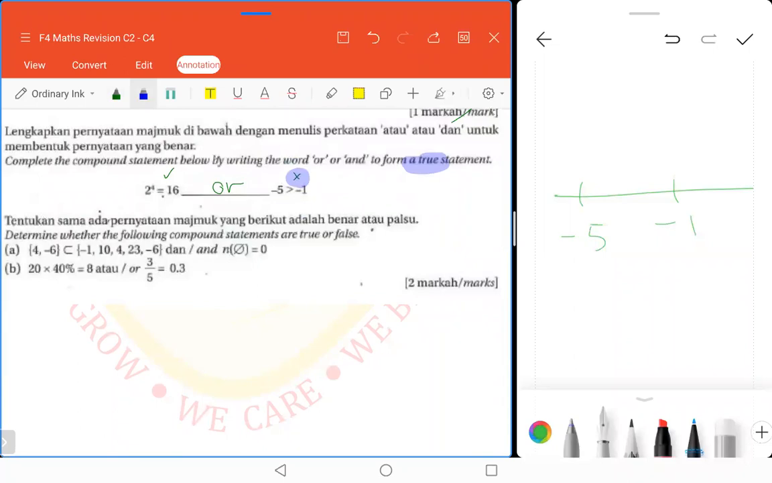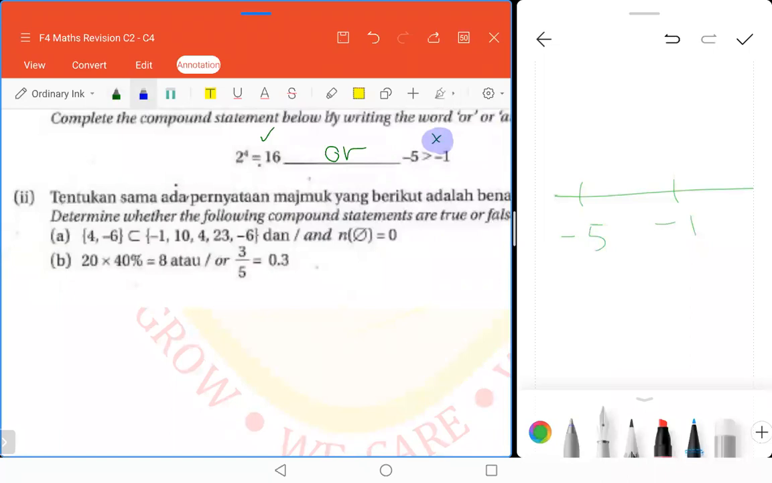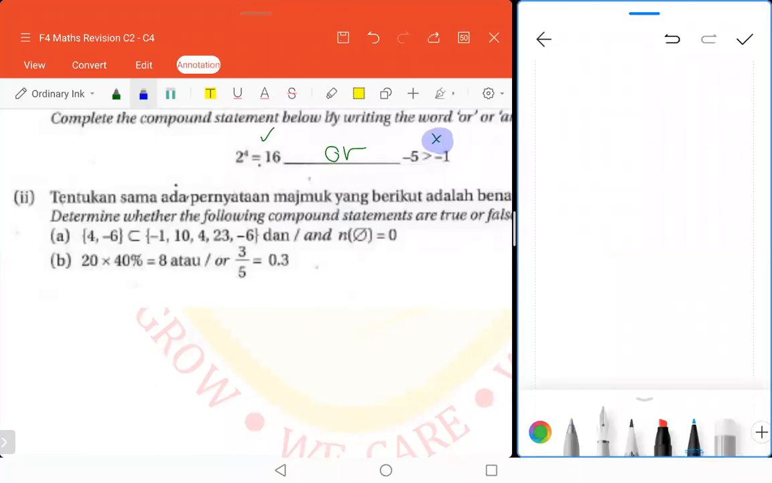Last. So determine whether the following compound statements are true or false. True or false? A first. True or false? So it's form 1 sets. On the next chapter, operations on sets. 4, -6. The elements are the subset in the universal set. True or false?